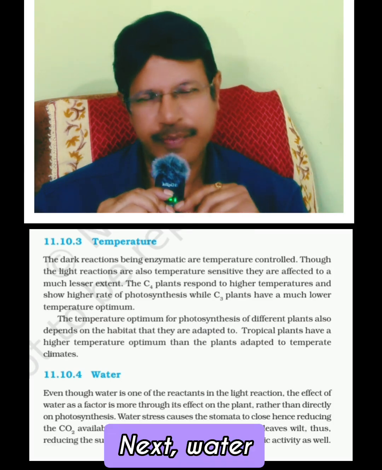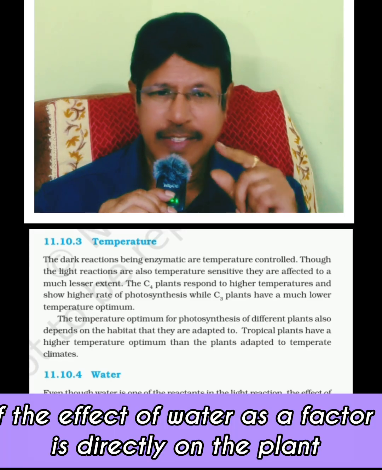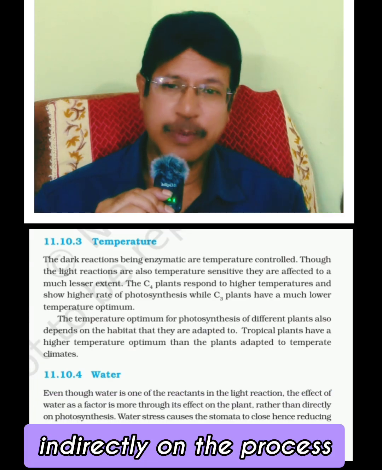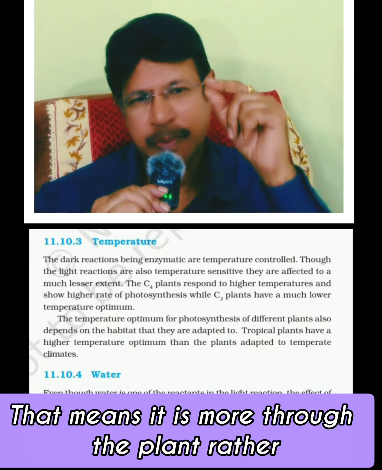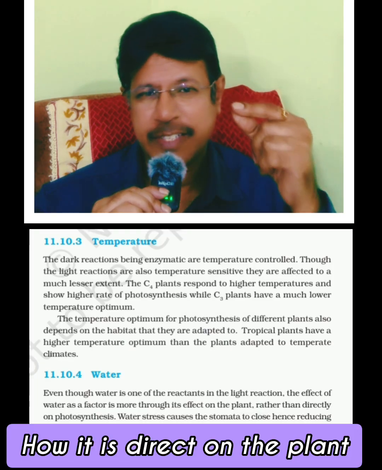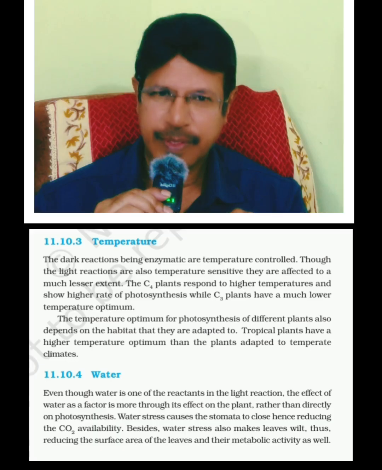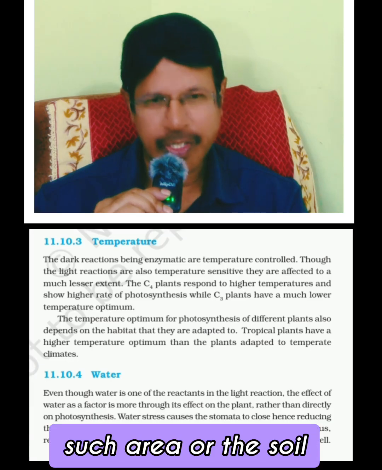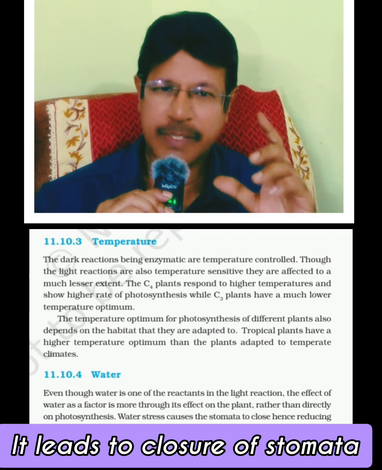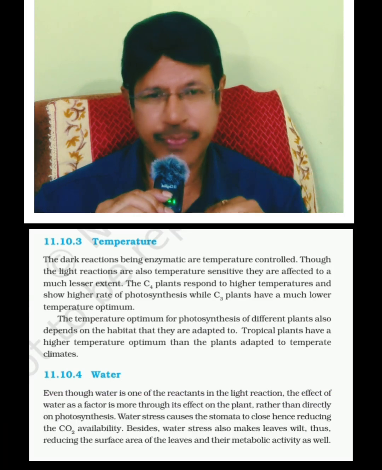Next, water. The effect of water as a factor is directly on the plant, indirectly on the process. That means it acts more through the plant rather than on the process. How is it direct on the plant? If there is a water stress condition in such an area or the soil, where water is limiting, it leads to closure of stomata, because flaccidity of the cell leads to closure of stomata, and there is no gaseous exchange.